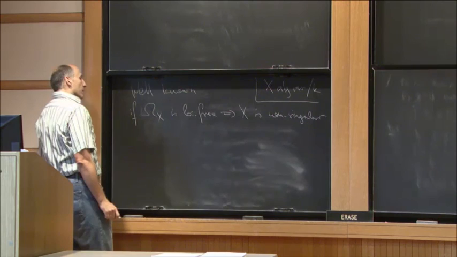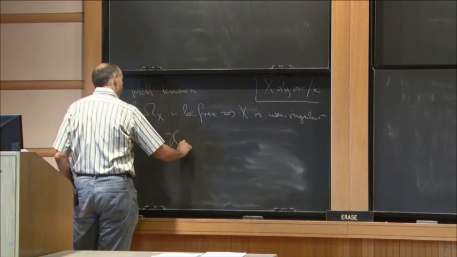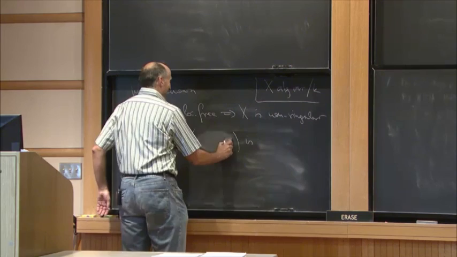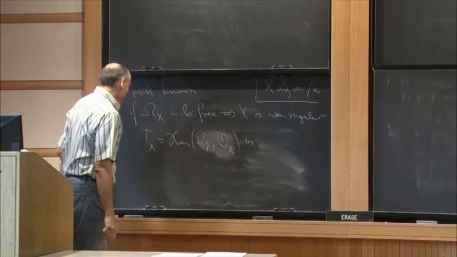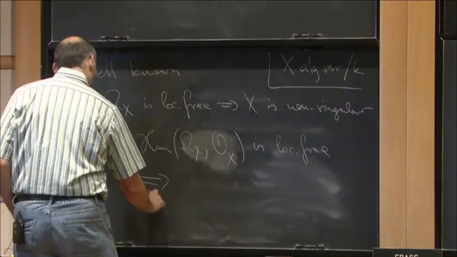And then a possible question is, what if we know less, that we only know that the dual of this is locally free? That would be an easy question if I had that sheaf. So what if this is locally free? Does that imply the same?